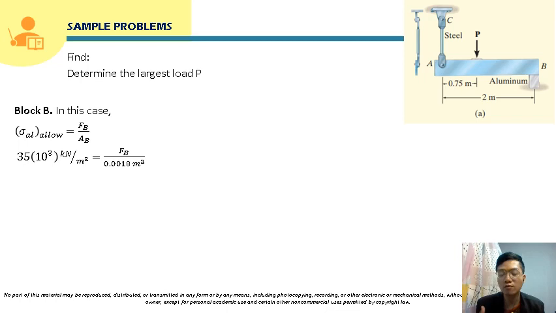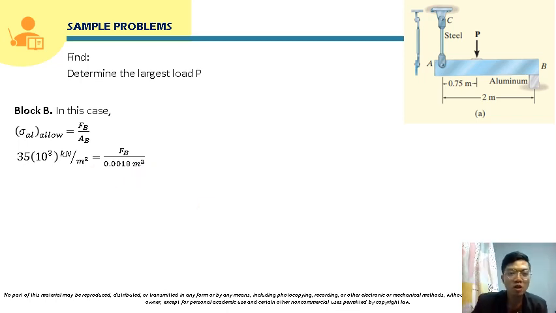So you have to convert that millimeter squared to meter squared. So converting that, that will be 0.0018 meter squared. Again, you have to be consistent with the unit. Since we use meter squared here, the area here should be meter squared. So you have to convert millimeter squared to meter squared.